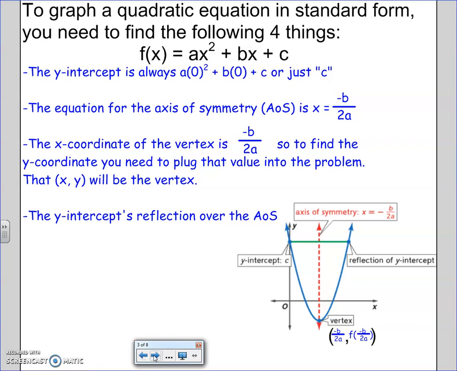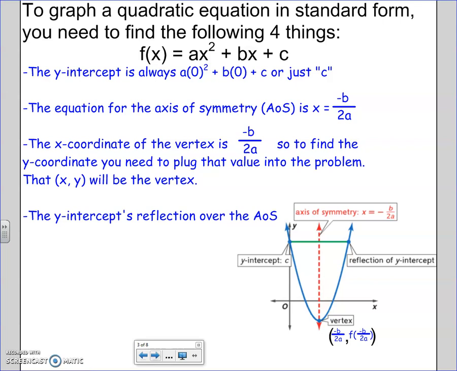The second thing is the equation for the axis of symmetry, which is x = -b/2a. It's this red line right here. It's also sometimes called the line of reflection, but it's where we can pretty much fold the parabola in half and it'll overlap perfectly.